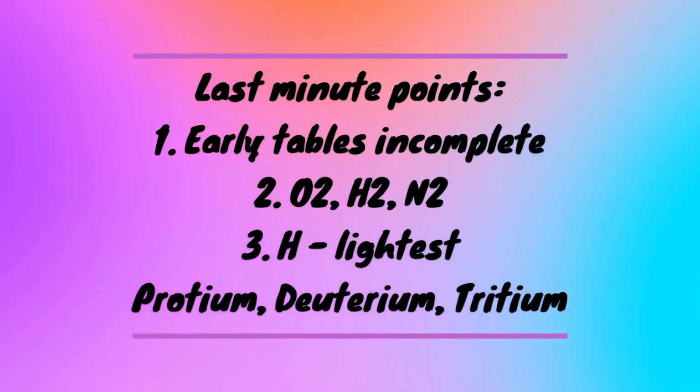And the final point is that hydrogen is the lightest element, and it has 3 isotopes that we need to be aware of: protium, deuterium and tritium. Protium has 1 proton and 0 neutrons. Deuterium has 1 proton and 1 neutron, and tritium has 1 proton and 2 neutrons.